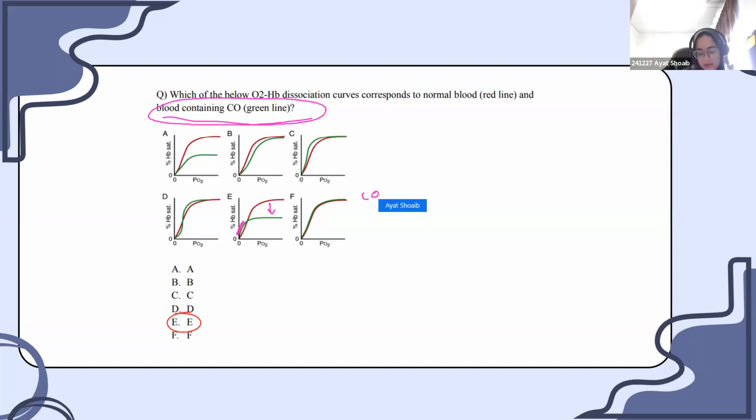Carbon monoxide does two things: it takes O2's place, and it has high affinity for O2.